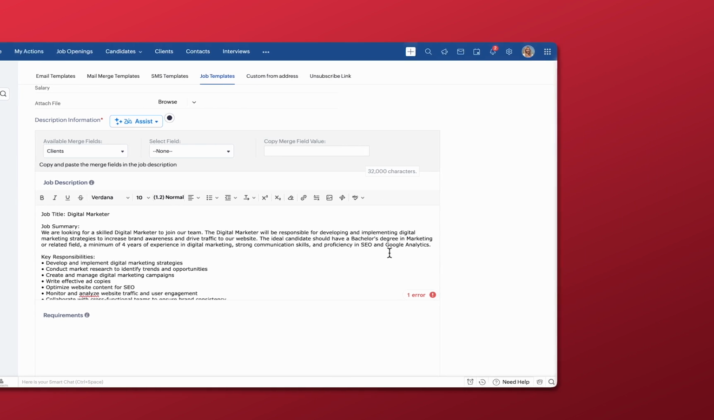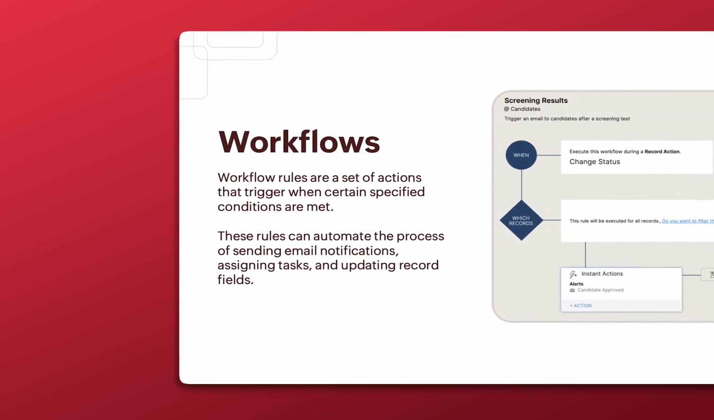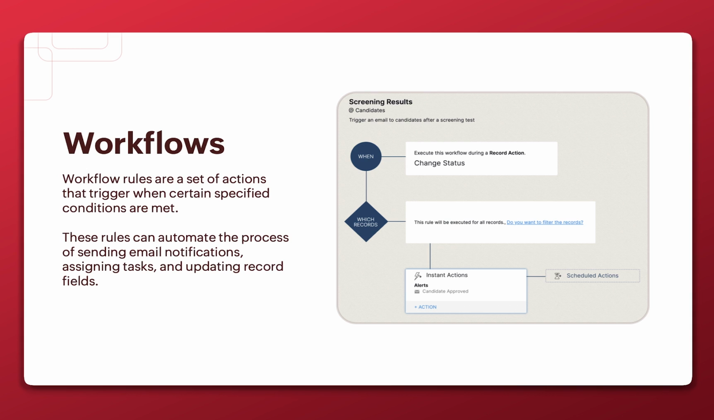Now that we are done, let's move to workflow rules. Workflow rules in Zoho Recruit are a set of actions, say alerts, tasks, and field updates that are executed when certain specified conditions are met. These rules automate the process of sending email alerts and SMS alerts, assigning tasks, and updating certain fields of a record when a particular rule is triggered.